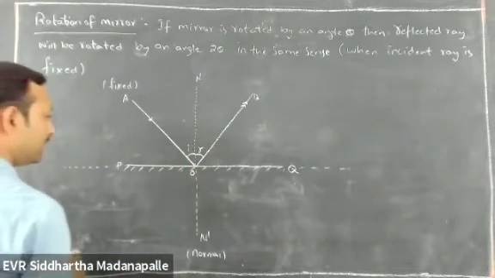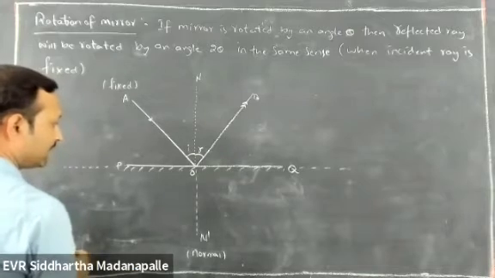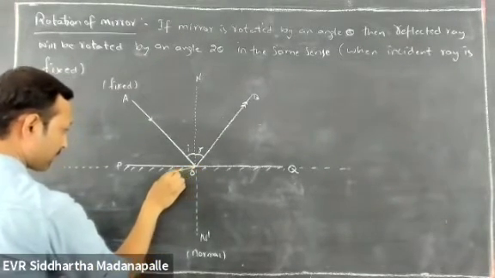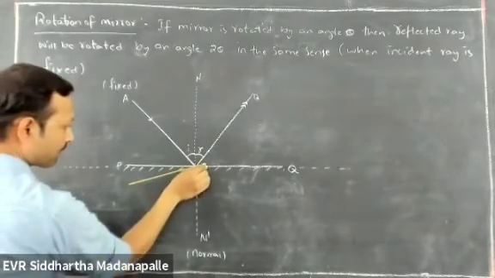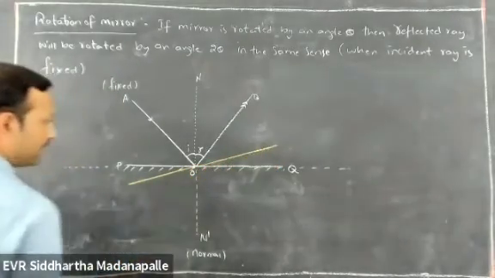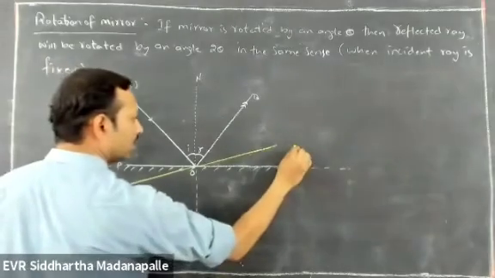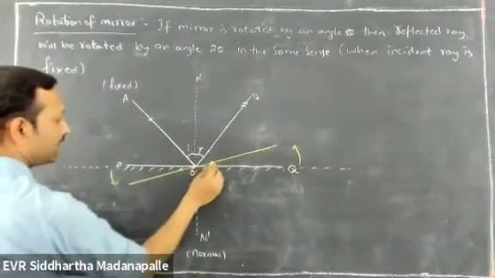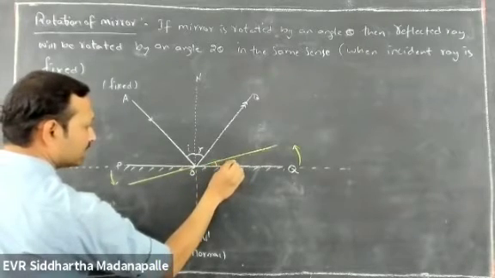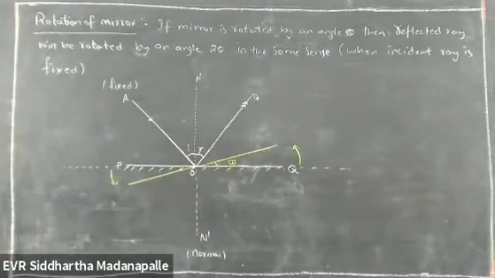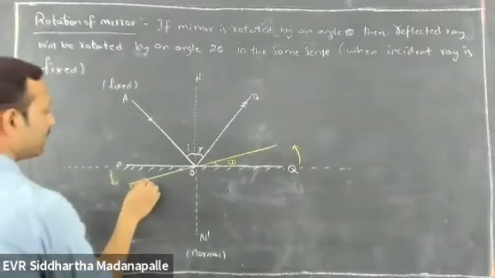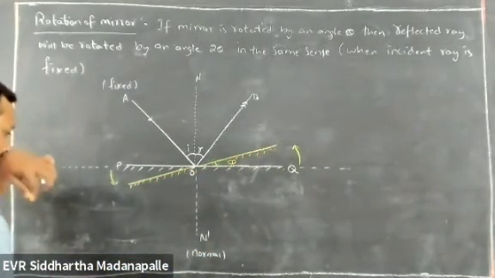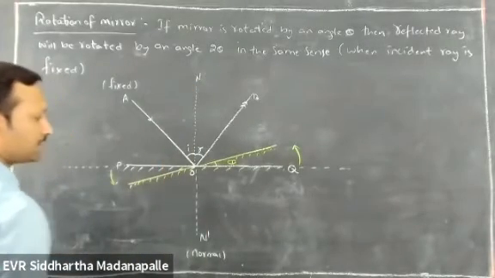Now suppose the mirror is rotated. So here the mirror is rotated in the anti-clockwise direction. In the anti-clockwise direction, I am taking it as theta here. So by which angle has it been rotated in the anti-clockwise direction? By an angle of theta. Okay. Now, the position of the normal also changes.